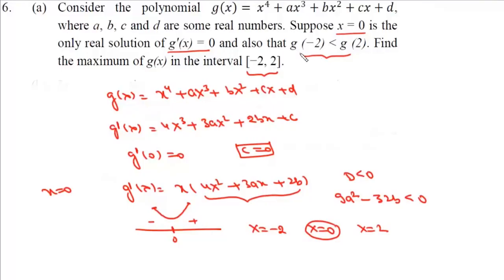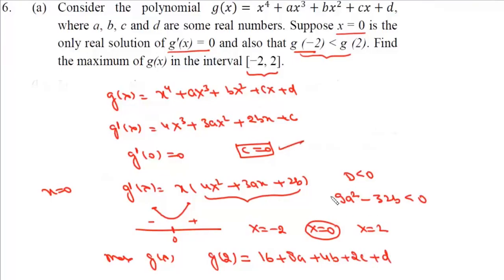But in the question it says g(-2) is less than g(2). So the maximum value of g(x) in this interval will be at 2. So the maximum value of this function will be g(2), and g(2) will be 16 plus 8a plus 4b plus 2c plus d, subject to the condition that c is equal to 0 and 9a square minus 32b is less than 0. So the maximum value of g(x) in this interval is g(2).